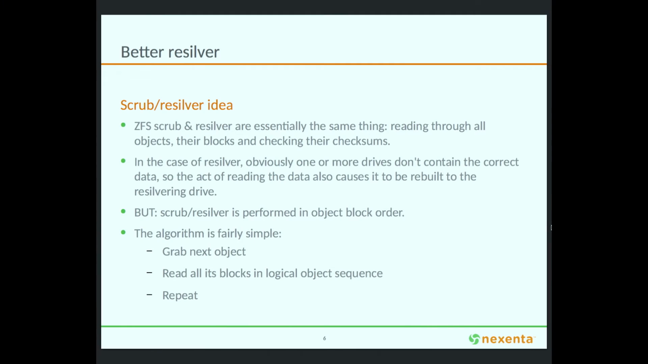The algorithm, to summarize it quickly, is just: grab an object, read through all of its logical blocks in sequence, and by logical I mean the way the block is represented inside the object. Then grab the next one and repeat until you've passed over everything on the file system. Now, this is all very good if the on-disk layout runs approximately in sequence to how you have it in the object itself.